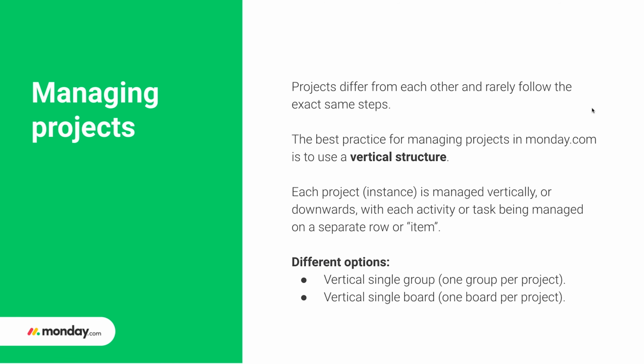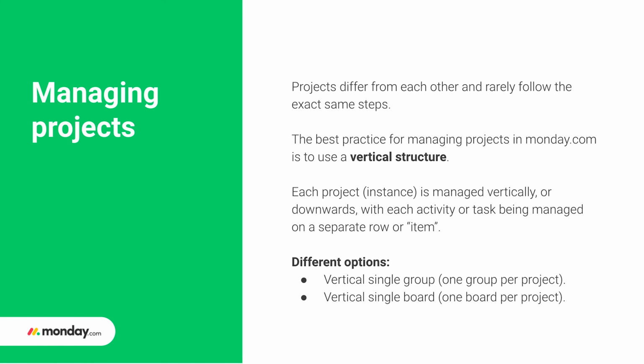So, managing projects. Again, projects differ from each other. They rarely follow the same exact steps. And typically the best practice for managing projects in monday.com is going to be to use a vertical structure, right? That's what I just showed you, where the project was the group name and we track the tasks vertically, or downwards, in the different items. So what I showed you was a vertical single group option where I had one group per project. The other option is a vertical single board, which is one board per project.